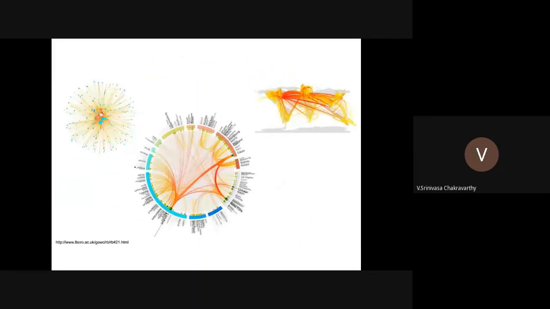Other plots are like circles. This is a very interesting plot. It shows various cities and the airline connectivity among the cities. The idea here is you locate the cities on the circumference of the circle, and then the connection is taken through the center.